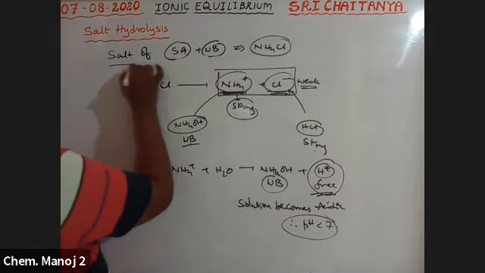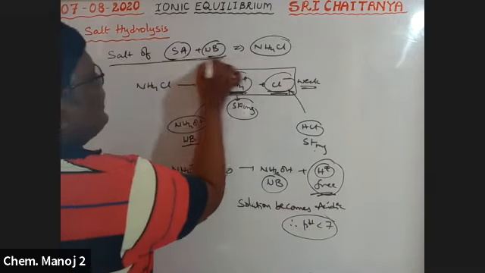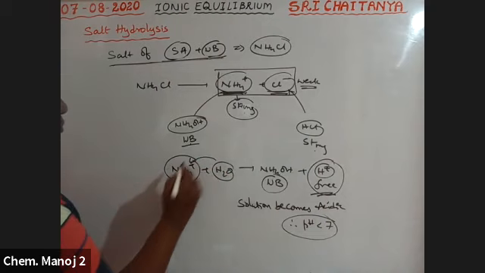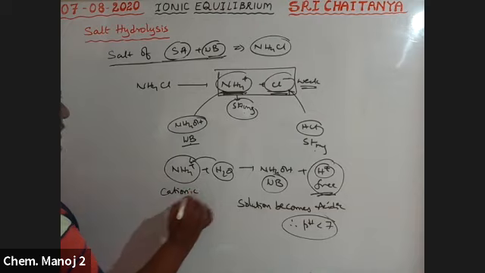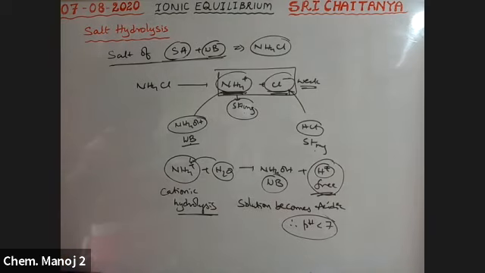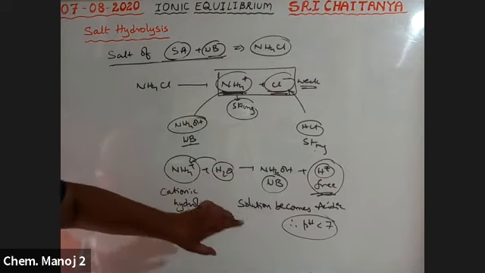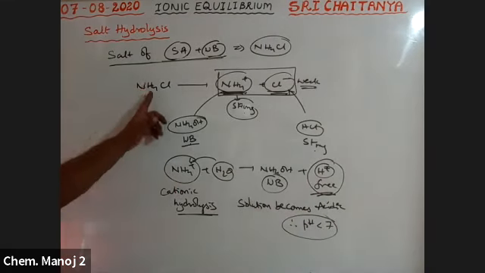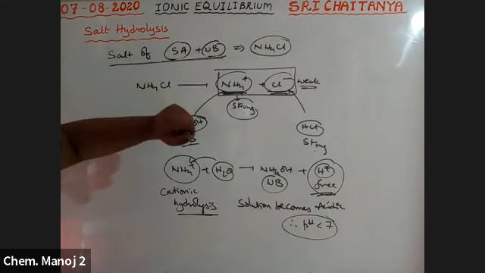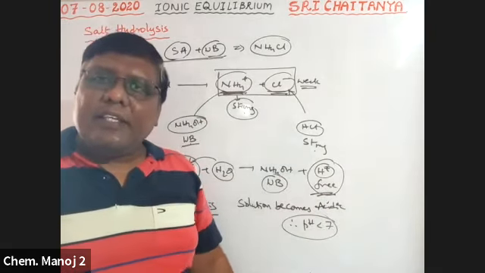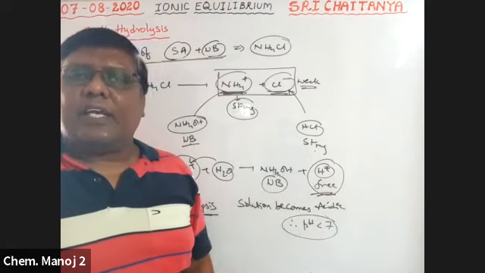That means in the hydrolysis of this salt, water reacts with the cation. Here cationic hydrolysis takes place. Whenever cationic hydrolysis takes place, free H plus ions are coming out. Therefore, the solution becomes acidic. The salt of strong acid plus weak base combination is always acidic in nature. Therefore, aqueous NH4Cl solution is acidic in nature due to cationic hydrolysis.